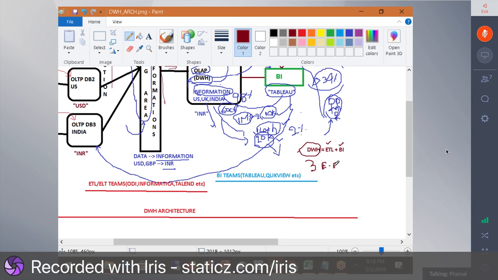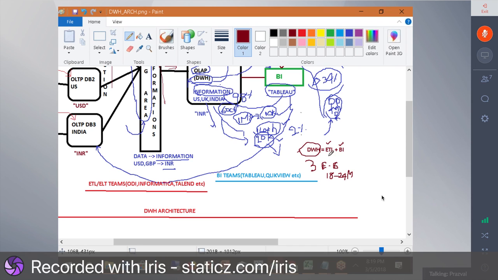At least you need to work on 3 end-to-end implementations, either in ETL or in BI. To complete one end-to-end implementation in real time, the minimum time frame is 18 to 24 months. So 3 projects means 3 into 18, 54 months, right? So you need at least 5 years to get the role as a data warehousing consultant.